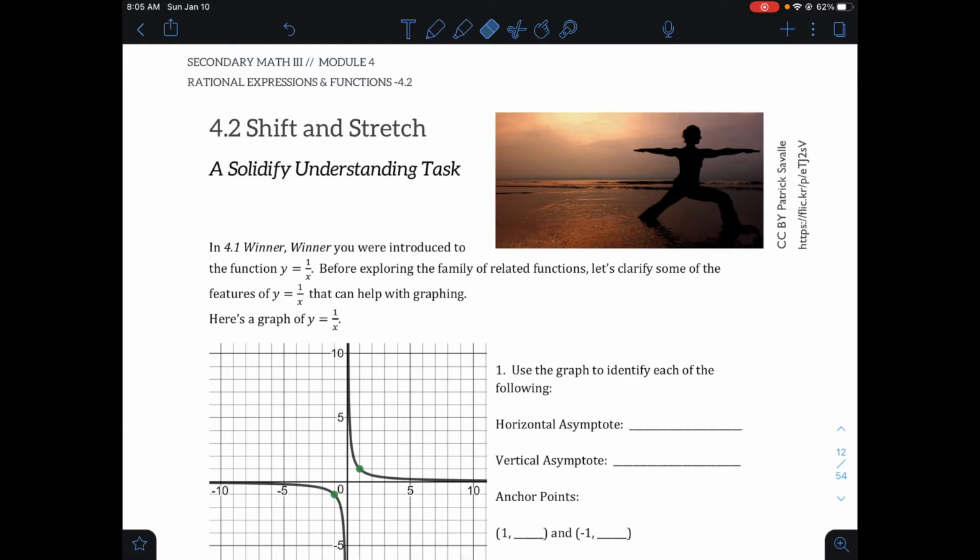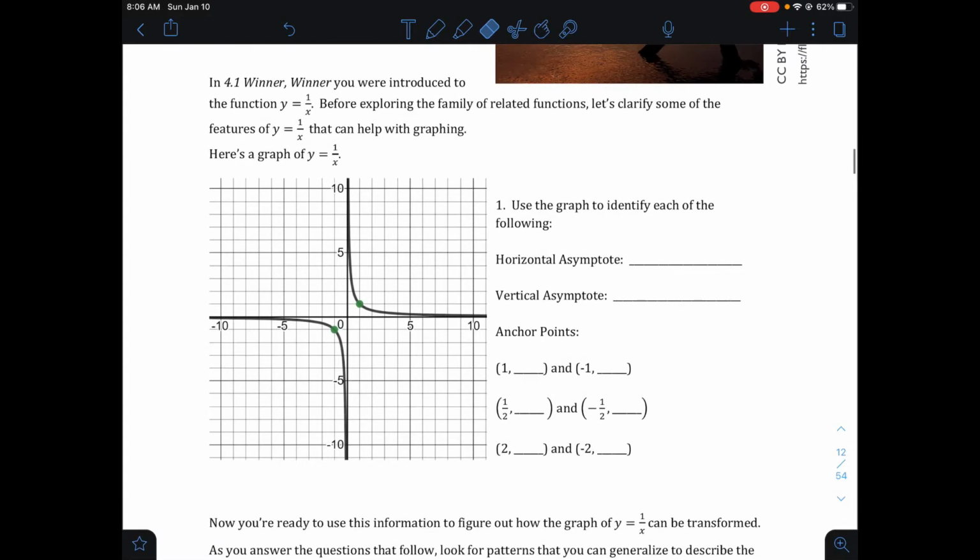So in the last section, 4.1, we talked about transformations, and that's really what we're going to focus on today as well. We're going to be focusing specifically on this 1 over x function. It says in 4.1, you were introduced to the function y equals 1 over x. Before exploring the family of related functions, let's clarify some of the features of y equals 1 over x that can help with graphing. Here is the graph of y equals 1 over x. Use the graph to identify each of the following.